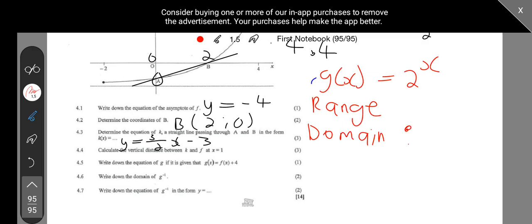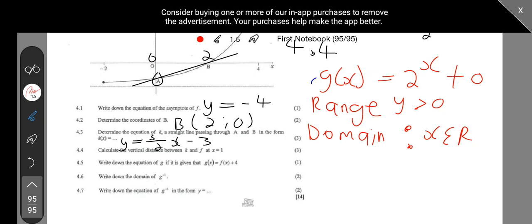The domain for the exponential is always x, an element of real numbers. What is our range? Here we have plus 0. Okay, so this means that first of all we must know the shape. Here the graph is above the asymptote because it's positive. So we can say that y is greater than 0.